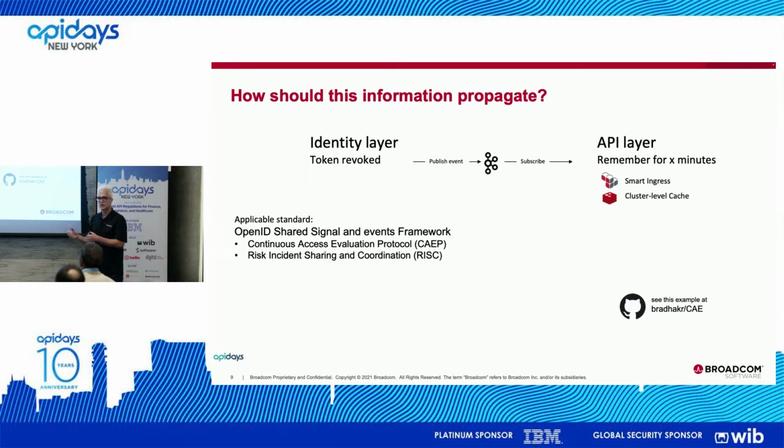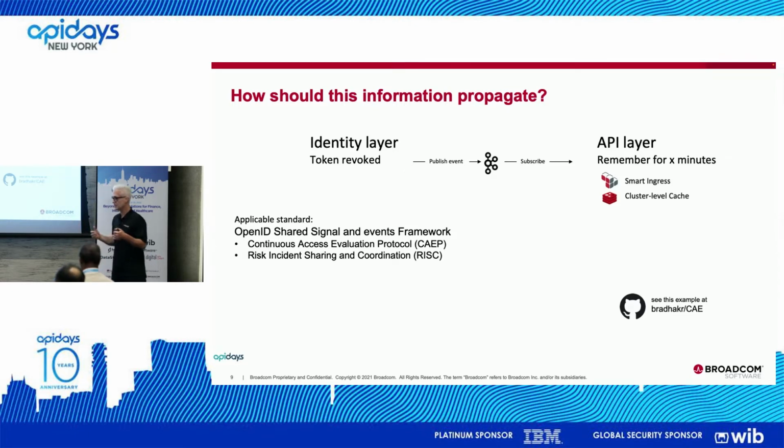And on the runtime API layer, you can subscribe to these token revocation events. So either you've got what I call a smart ingress, like a layer 7 gateway, that knows how to subscribe to these types of events and knows how to interpret these events and enforce the revocation of these tokens. Or you can have a cluster level cache. It could be Redis, it could be something else, but something where the distance to decision is still lower. You don't need to go all the way to the identity stack in your Kubernetes cluster. You can have something that's responsible.